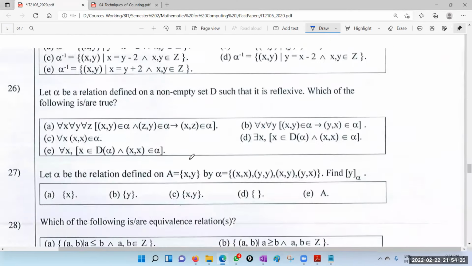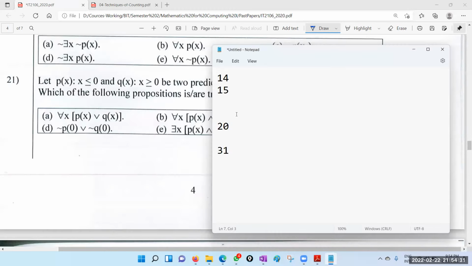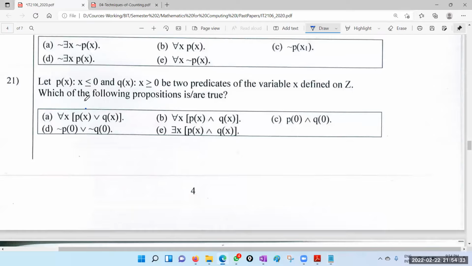Okay, let's do the logic questions then, at least some of those. We have to do 14, 15.